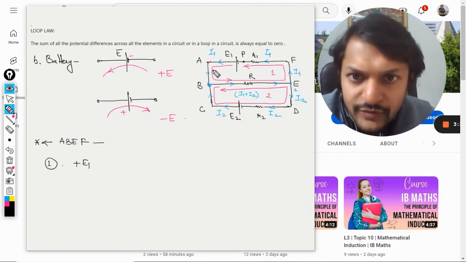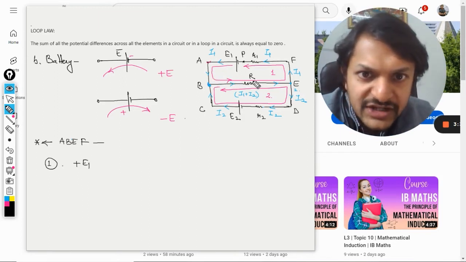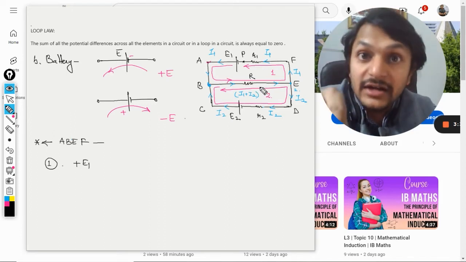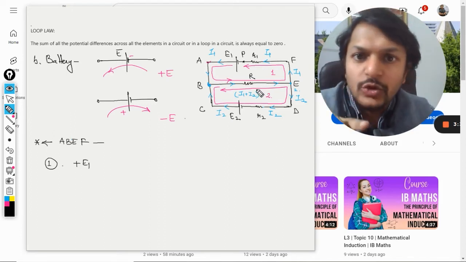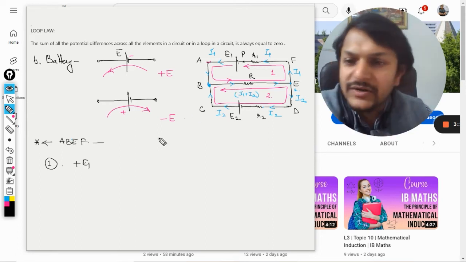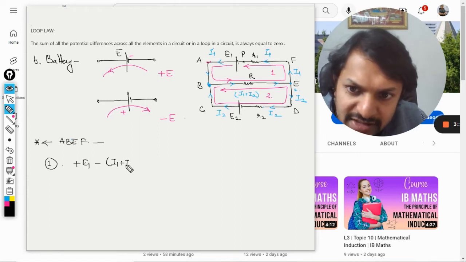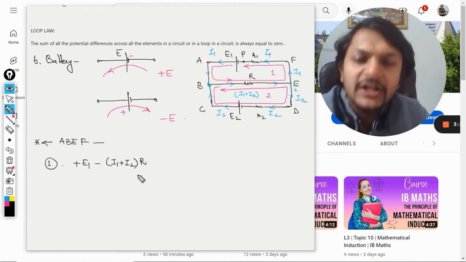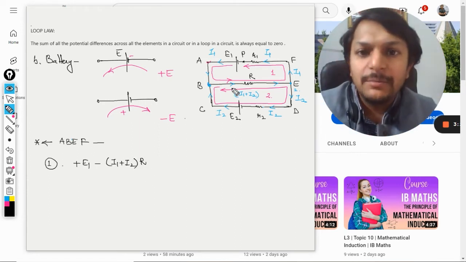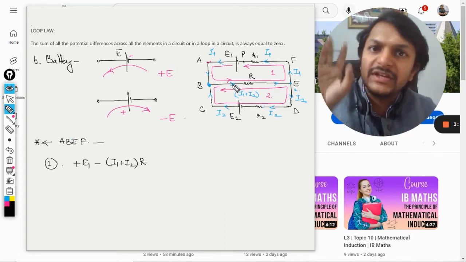And now I move along with the loop and I have reached the resistance R, and the current in that resistance R is I1 plus I2. So now the direction of the loop and the direction of the current is the same. So what is going to happen? I am going to subtract this thing. So the total current is I1 plus I2 into R. So I am going to subtract this thing because the directions are same.